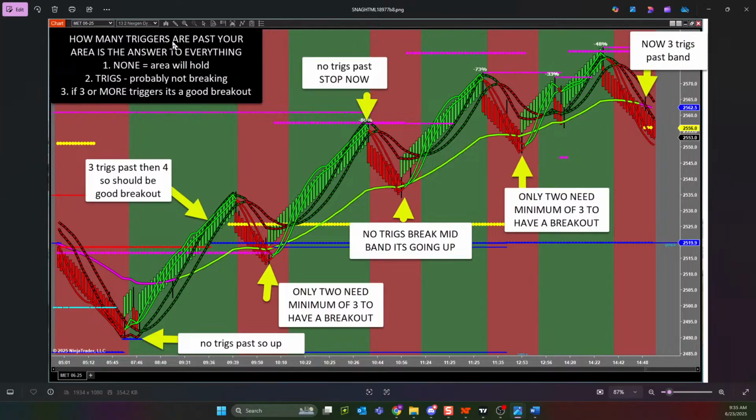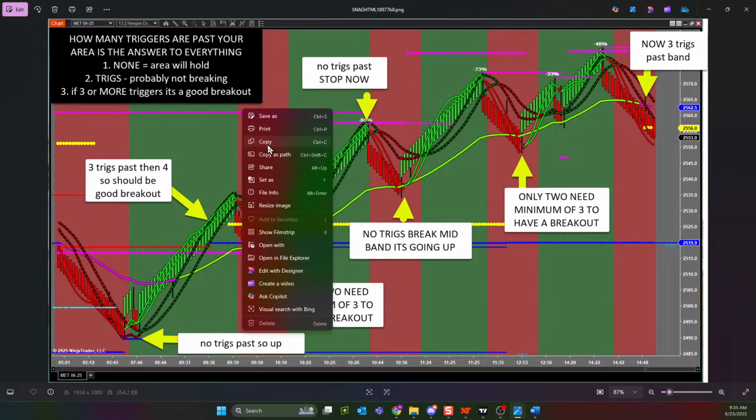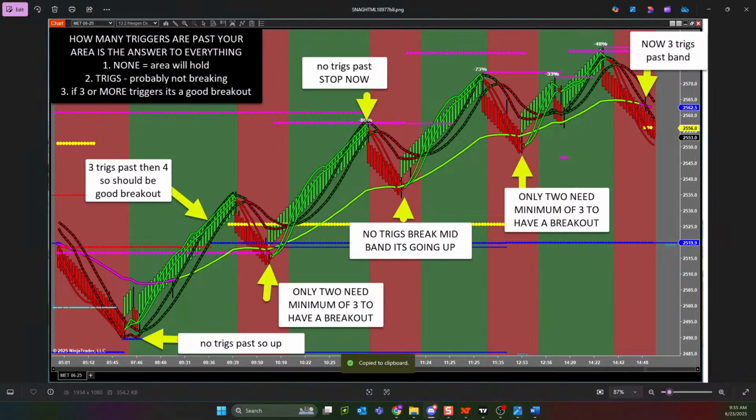How many triggers are past the area? Guys, this is the answer to everything. And I think John's right on this one. If none of the triggers are through, like we see here, the area is likely to hold. That's what we call a termination condition. If only two of the triggers are through, guys, the potential is there, but it's less likely. It's probably not breaking. If three or more triggers, then it's a good looking breakout and probably going to be a more manageable trade. So you see three triggers past here, the market continues.